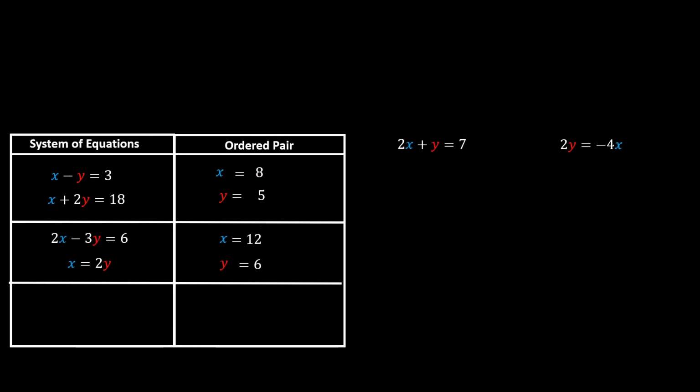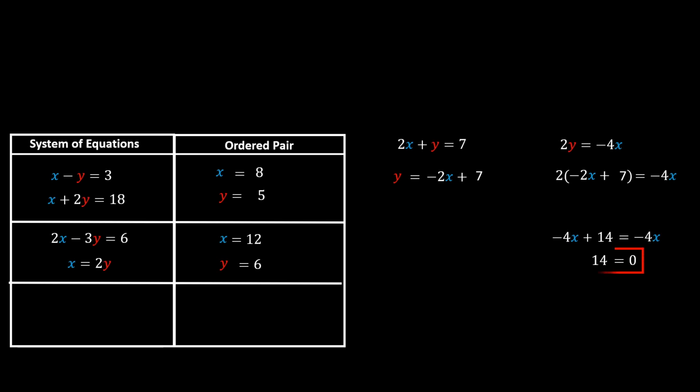If we subtract 2x from both sides, we get y is equal to negative 2x plus 7. So now that we know what y is, we can substitute it into the second equation. So we get 2 times (negative 2x plus 7) is equal to negative 4x. If we distribute the 2, we get negative 4x plus 14 is equal to negative 4x. Now if we add 4x on both sides, we get 14 is equal to 0.